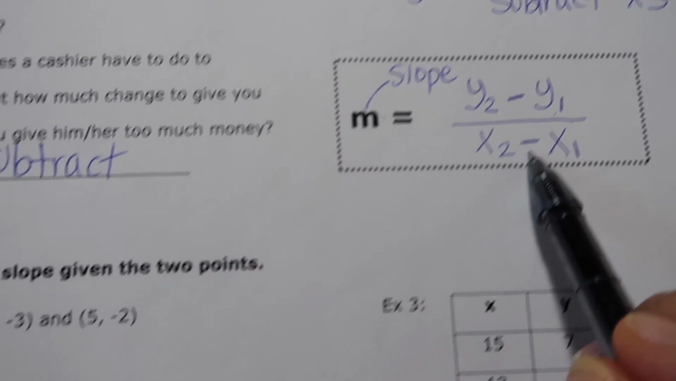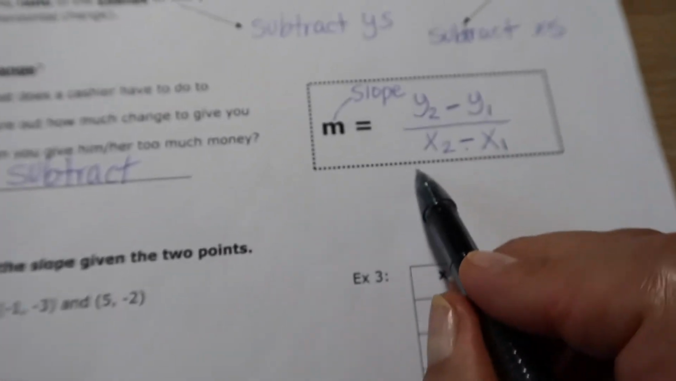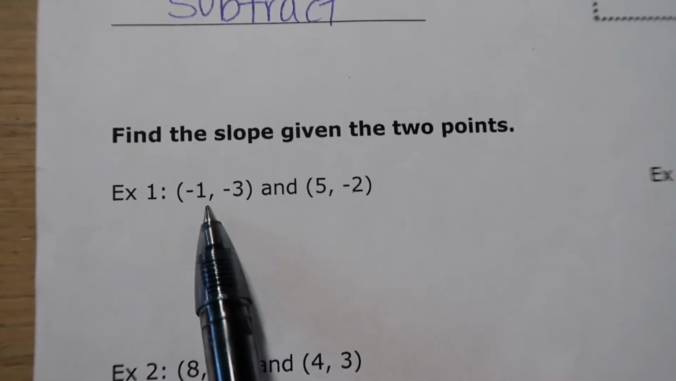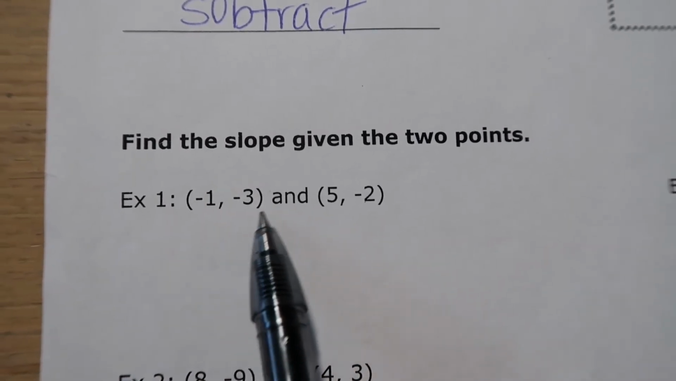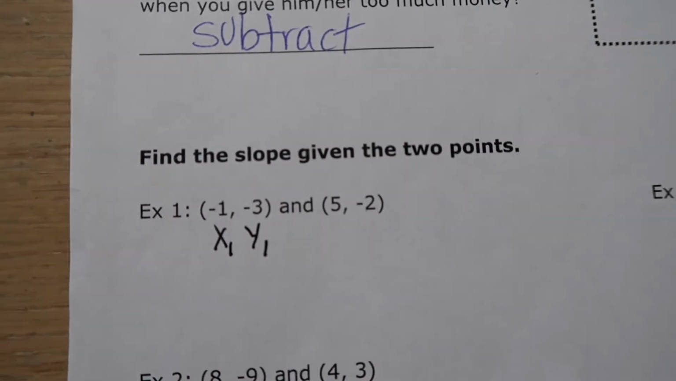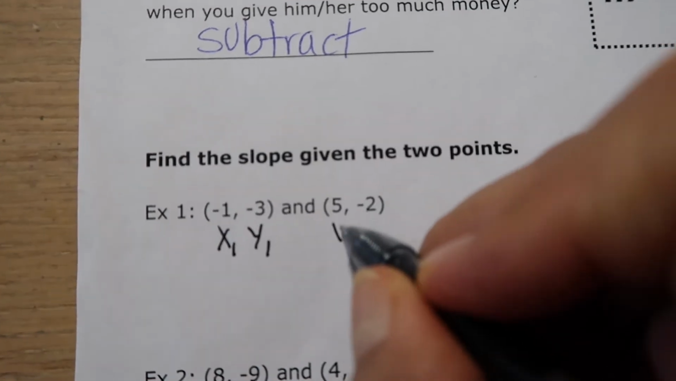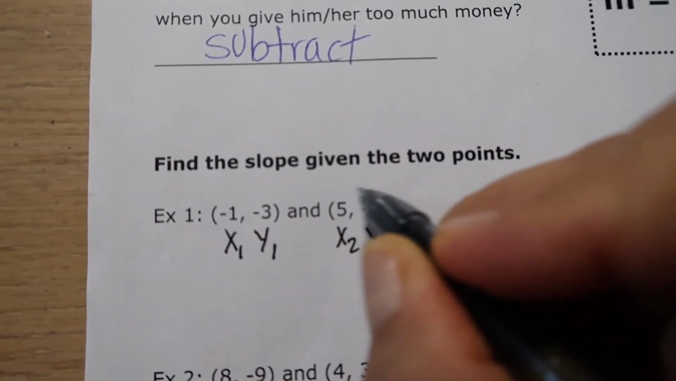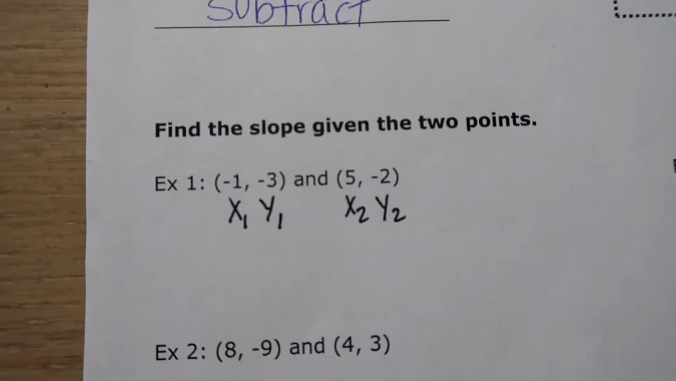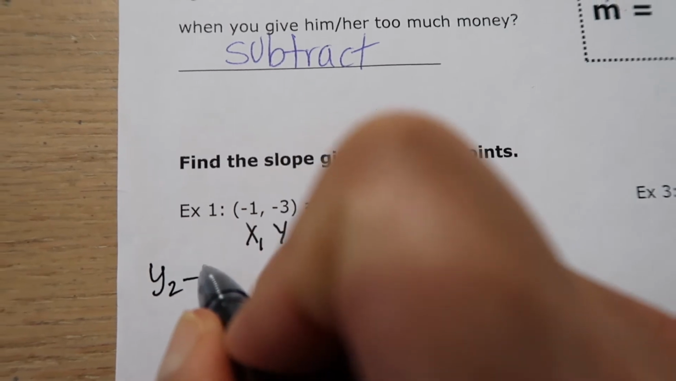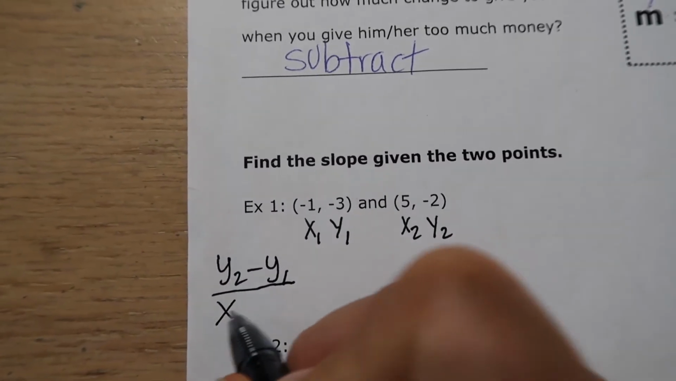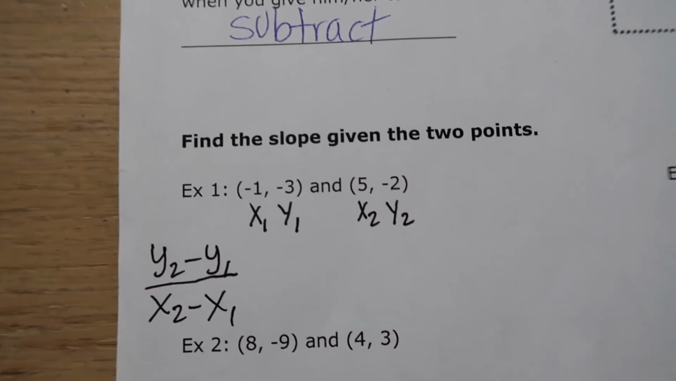So let's practice example 1 using this formula. First things first, we're gonna label first. Here's the order pair. The first order pair will be your x1, y1. Second order pair will be your x2, y2. You can put it above the numbers if you want. Then we're gonna start with the formula y2 minus y1 over x2 minus x1.